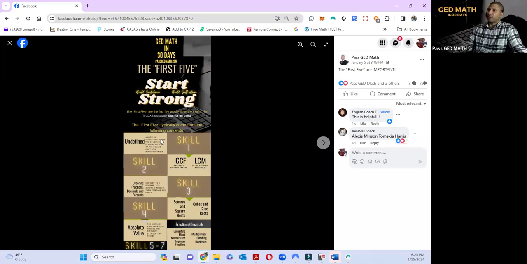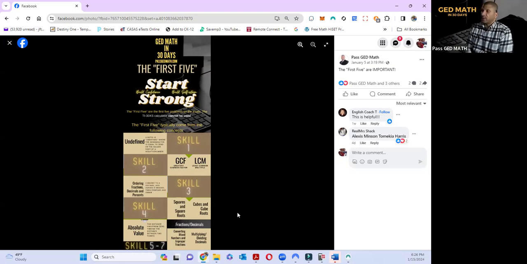Undefined. A ratio is undefined when the denominator is equal to 0 or the square root of a negative number. Skill number 2, greatest common factor and least common multiple. Skill number 3, ordering fractions, decimals, and percents, putting them in order. Usually that's one, and again, that's one of the most missed on the exam. Skill number 4, squares, square roots, cubes, and cube roots. Number 5, absolute value: the distance away from 0, or the distance between 2 points.